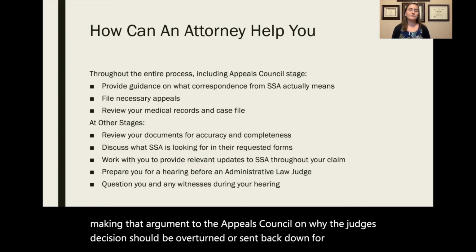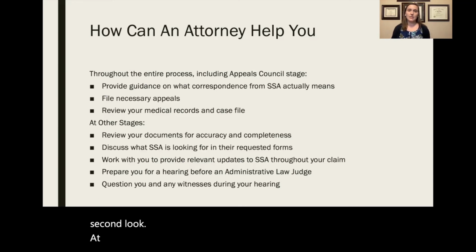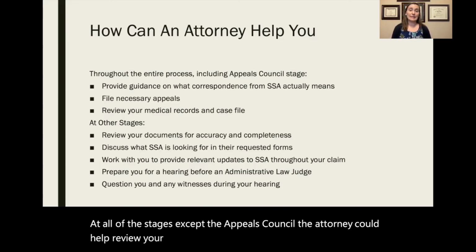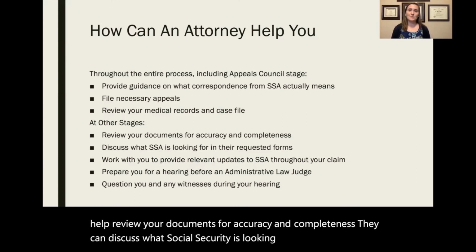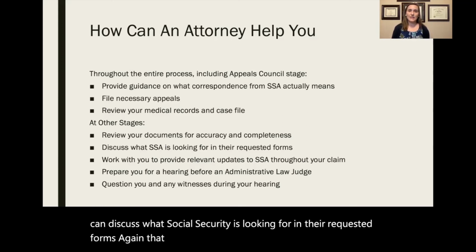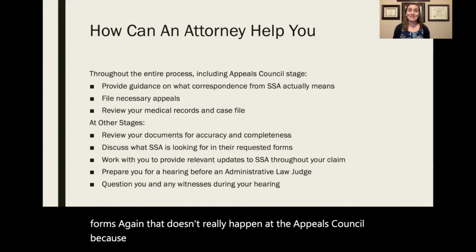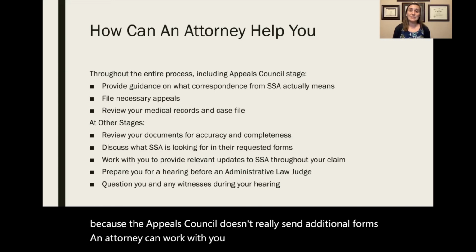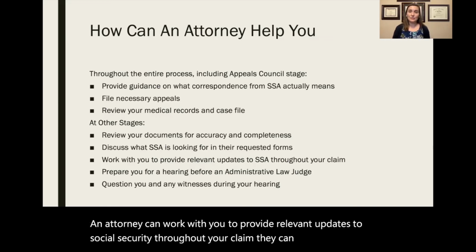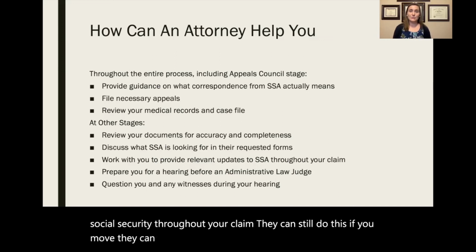At all of the stages, except the Appeals Council, the attorney can help review your documents for accuracy and completeness. They can discuss what Social Security is looking for in their requested forms. Again, that doesn't really happen at the Appeals Council because the Appeals Council doesn't really send additional forms. An attorney can work with you to provide relevant updates to Social Security throughout your claim. They can still do this if you move. They can keep that information updated with Social Security.